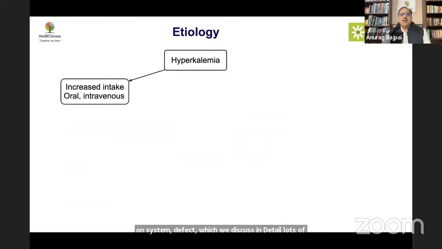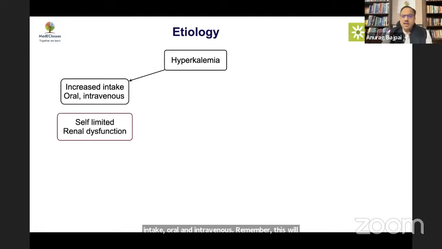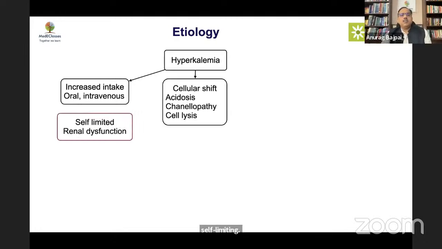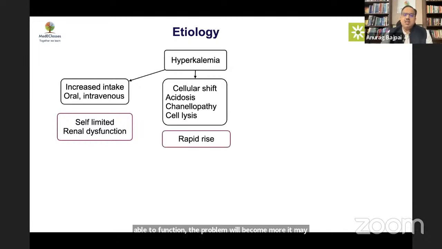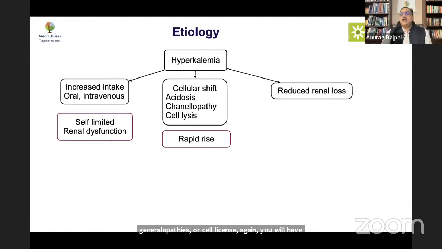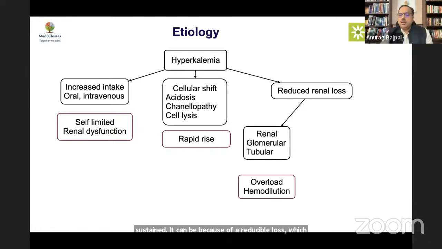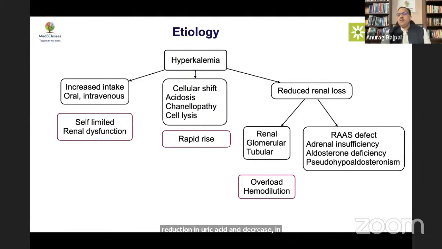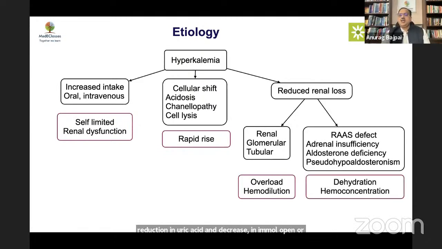Just to summarize, hyperkalemia can be because of increased intake, oral and intravenous. Remember, this will be self-limiting if your kidneys are working fine. Only if you have renal dysfunction, the problem will become more. It may be because of a cellular shift, because of acidosis, channelopathies, or cell lysis. Again, you will have a sudden rise, and if your kidneys are fine, it will not be sustained. It can be because of reduced renal loss, which may be a renal problem like a glomerular or a tubular disorder associated with hemodilution, fluid overload, reduction in uric acid, and decrease in hemoglobin, or a RAS defect, which is characterized basically by dehydration and hemoconcentration.